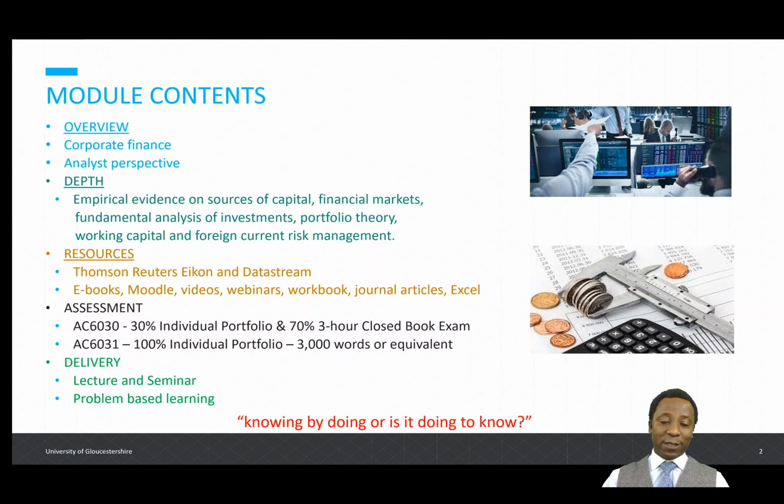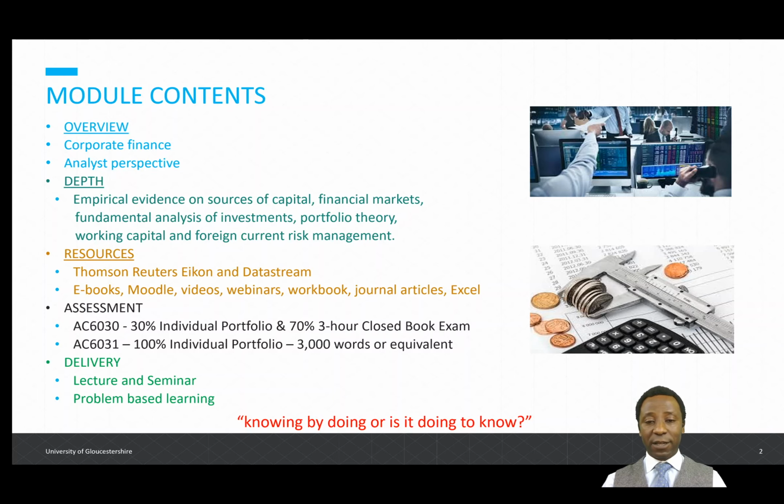If you're on the accounting and finance program, then you must choose one of these two modules because they are compulsory, right? Choosing one is compulsory. You have to choose either AC6030 or AC6031 to be able to graduate on the accounting and finance program.